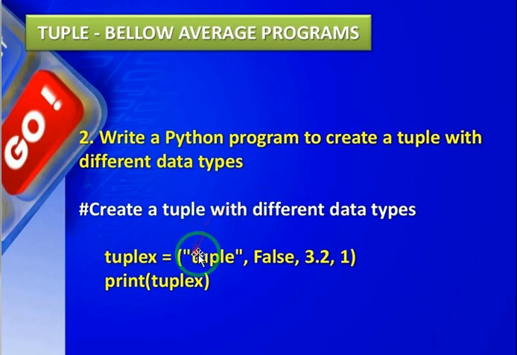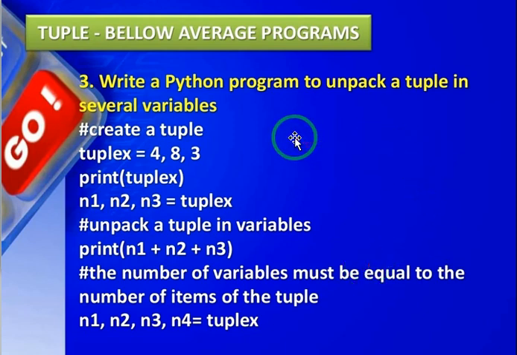We can create a tuple with different data types by just putting strings, or let's say true/false boolean values, floats, integers, etc. inside the tuple. We can unpack a tuple in several ways.